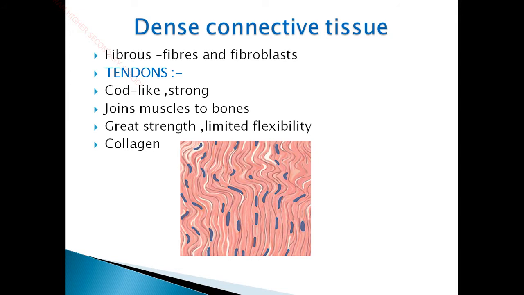These dense connective tissues are fibrous type, made up of fibers and fibroblasts. Fibroblasts are the cells which make up this dense connective tissue, and fibers and fibroblasts are its components. And tendon is a type of connective tissue. You can see from the picture the structure of a tendon. It is a cord-like strong connective tissue which joins muscle to the bones.